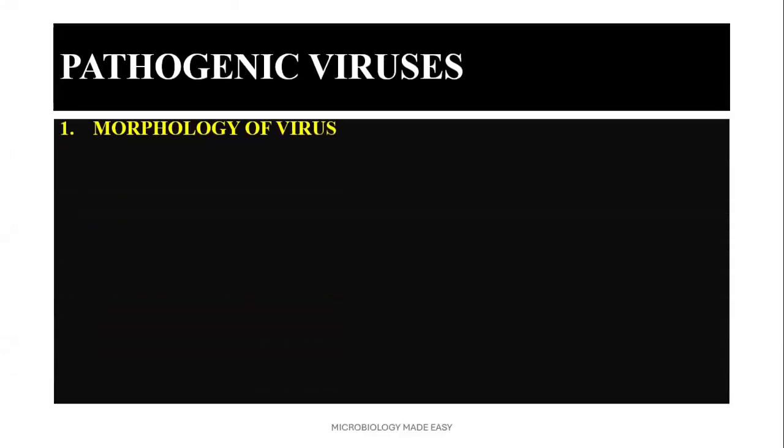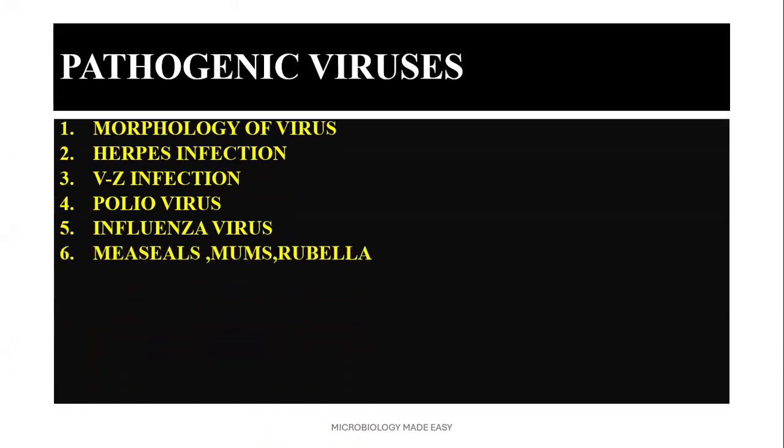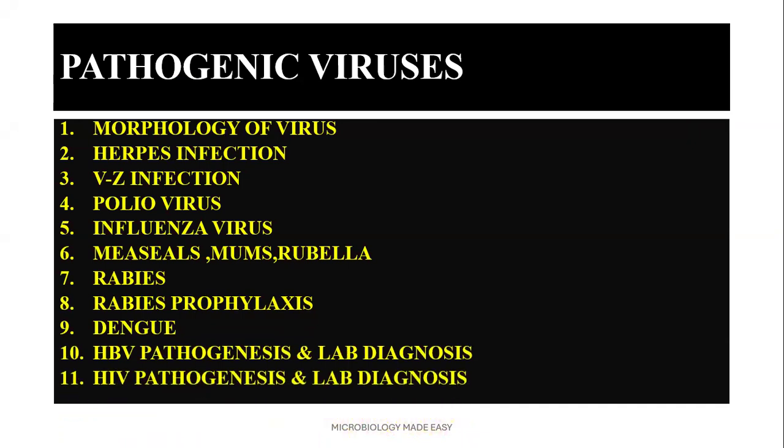The next important chapter, the third one, is pathogenic viruses. They may ask the morphology of virus. Next, herpes infection, varicella zoster infection, polio virus. They may ask about polio pathogenesis and prophylaxis. Next, influenza virus, measles, mumps, rubella, MMR, they may ask. Rabies virus, prophylaxis also they may ask. Dengue virus, hepatitis B virus pathogenesis and lab diagnosis. The same for HIV also. For HIV and hepatitis, they are long questions. The remaining, except rabies, will be short notes, 4 marks. So you have to concentrate on these.